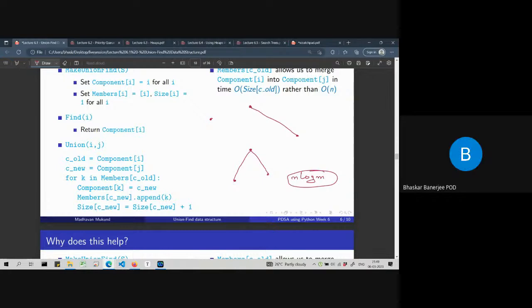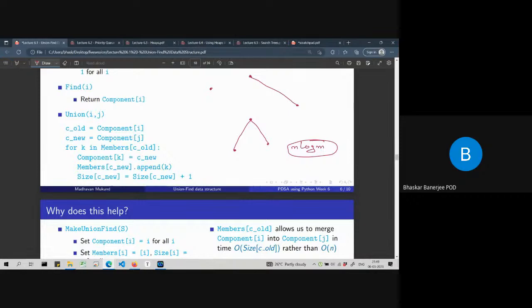We change the nomenclature of the smaller one, because we are incorporating the smaller component into the larger. Simple: there are two components, one has two elements, another has 100 elements. You are merging them, so you want to do lesser tasks. Do you want to go through 100 elements and change them to the name of the two element component, or go through the two elements and change them to the name of the 100 element component? You could only go through the smaller one and change it to the name of the 100 element component. That's the idea.